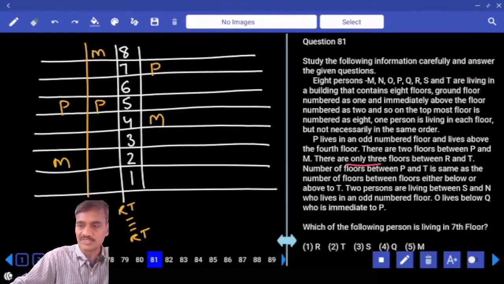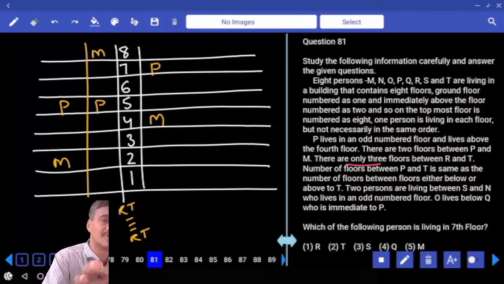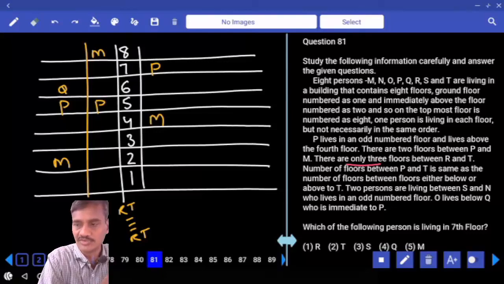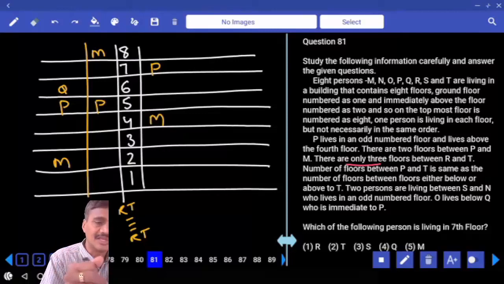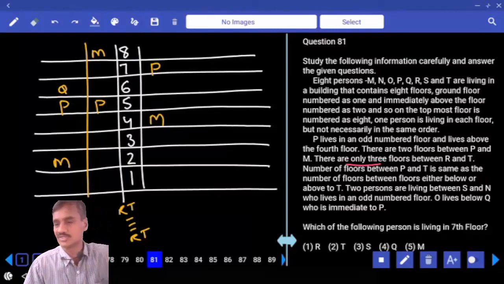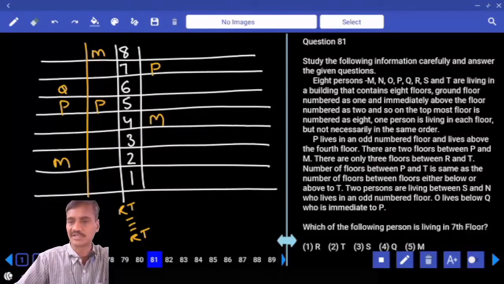And next one, 2 persons between S and N. N lives on an odd number floor, and there are exactly 2 in between. O lives below Q. Q is immediate to P and N. And Q is immediate to P, then what are the different possibilities we have? Q can be either here or here. And O lives below Q. Now with the help of this information, can we find a definite answer? Definite information is not available.